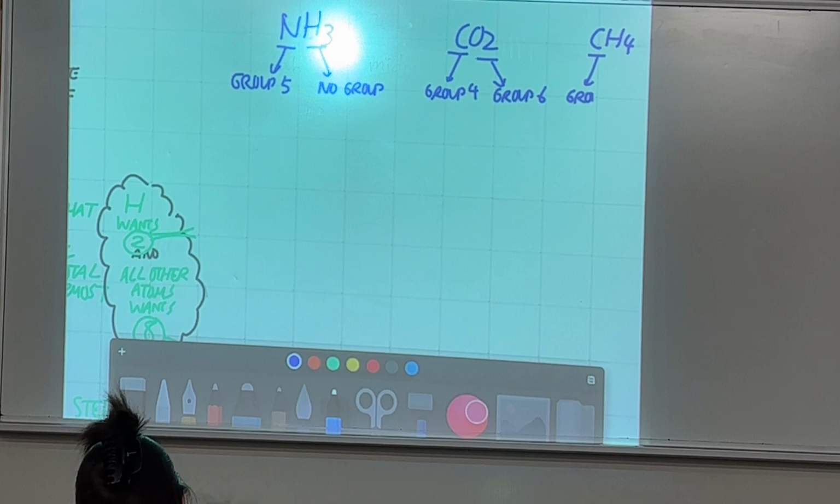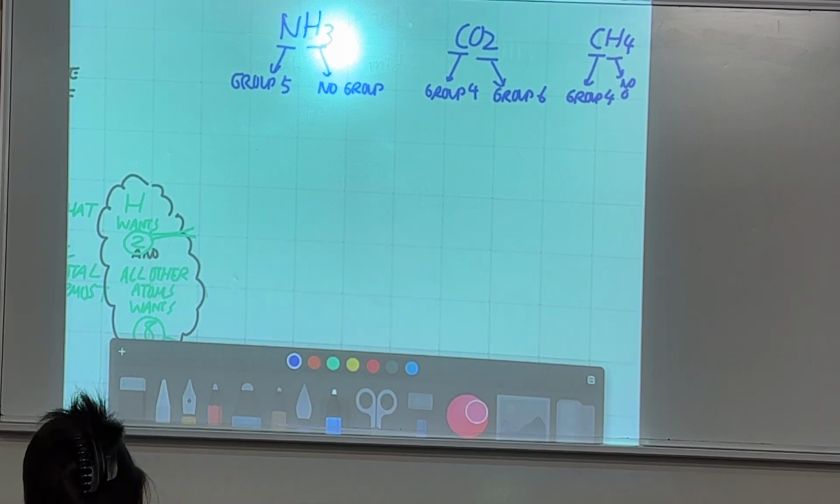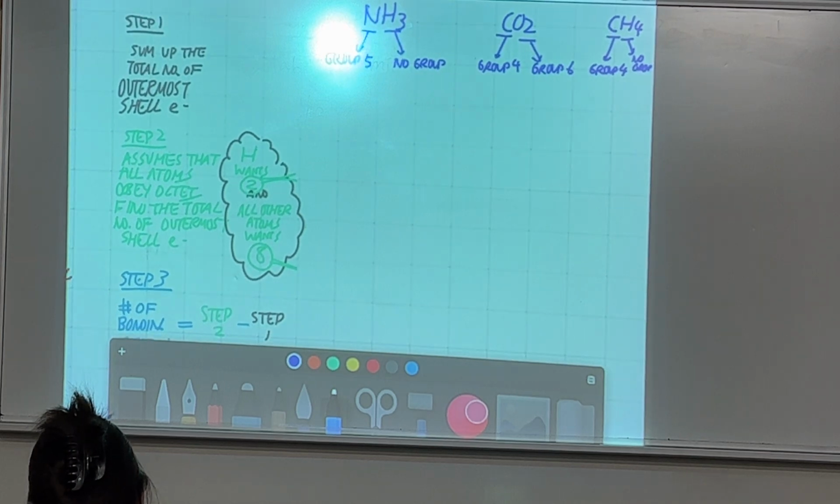Okay, let me copy this first and paste this over here. So what will you get for NH3, CO2, and CH4? I'll give you the group number. Nitrogen is from group 5. Hydrogen belongs to no group. Carbon belongs to group 4, and oxygen belongs to group 6. And finally here you have anionic carbon, which is also from group 4, and hydrogen, which doesn't belong to any group. So what do we do in step 1?